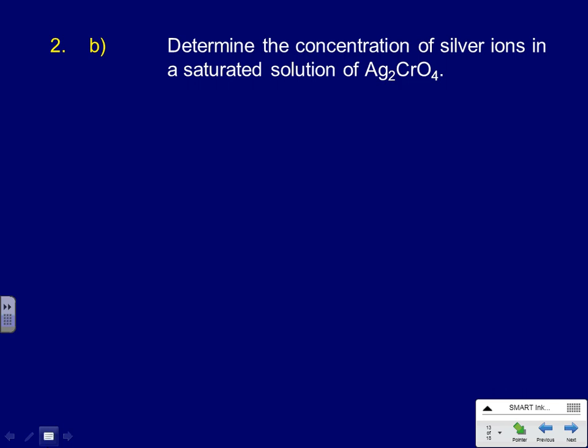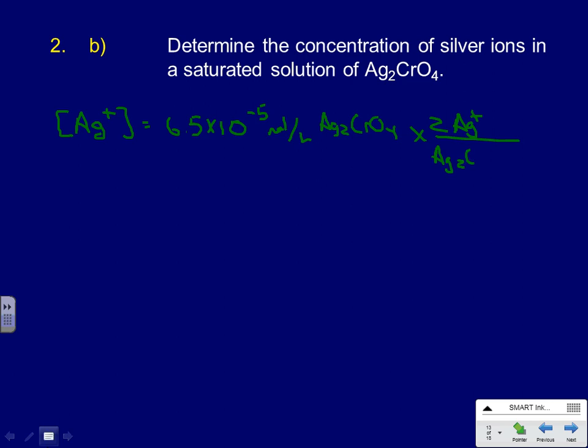What was the answer on the previous page? 6.5? Yeah. So something like this. Concentration of silver ions is going to be equal to 6.5 times 10 to the minus 5 moles per liter, and that was of the silver chromate. And if I'm going to do this like a conversion factor, and it doesn't even need to be done in this detail, but that's of Ag2CrO4, and then you just multiply it by the 2 silvers in each silver chromate. And again, that is super overkill.